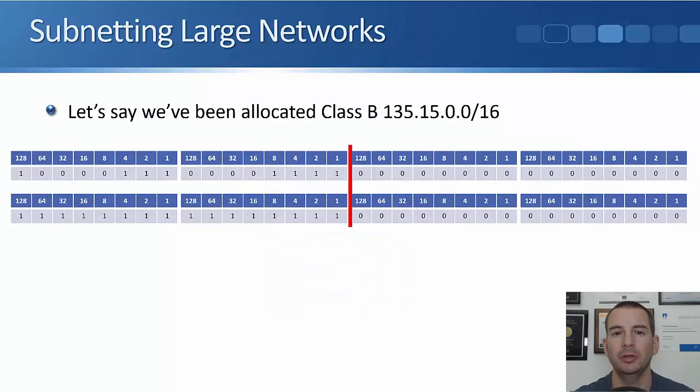Up to this point, we've done several examples of subnetting Class C networks, and hopefully you've got a good handle on that now. In this lecture, we're going to take it on a stage further by subnetting larger networks. So we're going to look at subnetting our Class A and our Class B networks. So let's say for our first example that we've been allocated a Class B. The IP address is 135.15.0.0/16. That's our network address.